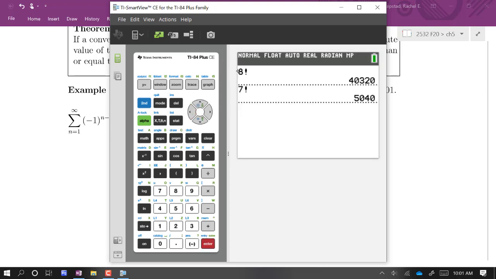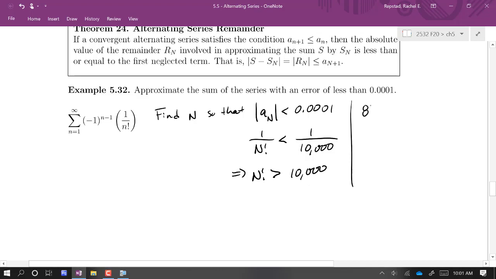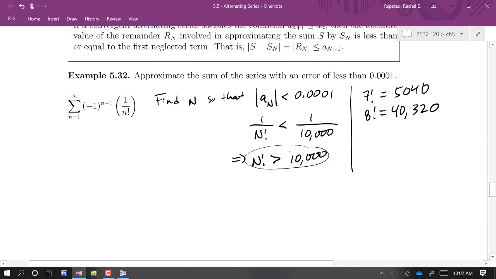Okay, so it looks like the first factorial that's bigger than 10,000 is 8 factorial. 7 factorial was 5,040. 8 factorial is 40,320. So that means that n is going to be equal to 8. That's the first factorial that's bigger than 10,000. That means that a sub 8 is the first term in the series that is less than 1/10,000th. And that means that I'm going to approximate the sum using the first 7 terms.